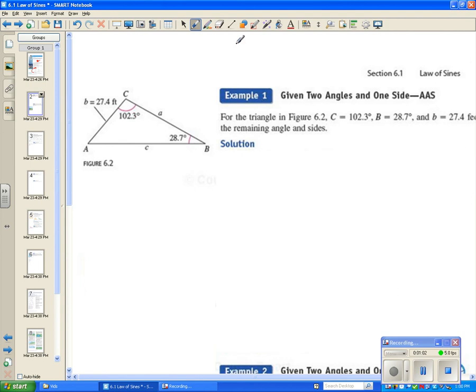Notice that my angle C is 102.3, and my side c is unknown, and then my b's are known. So my side b is 27.4, and the sine of that angle is 28.7. Notice we're back to degree mode, and we're back to just solving basic geometry problems, but the trick here is that we're solving triangles that aren't 90 degrees. In fact, this one's obtuse.